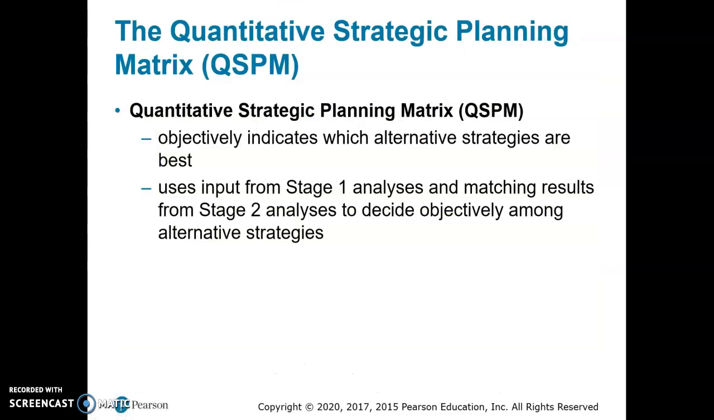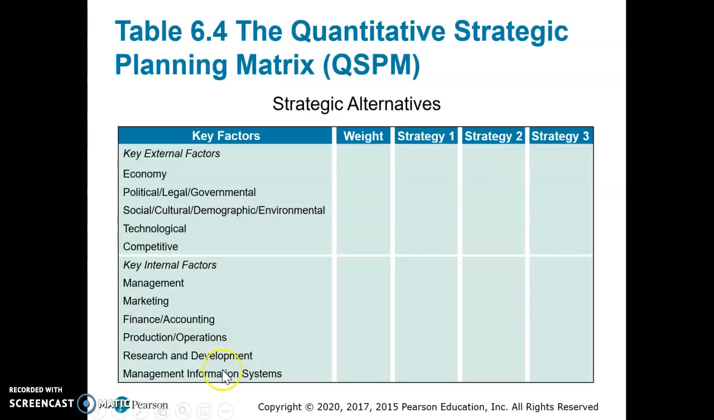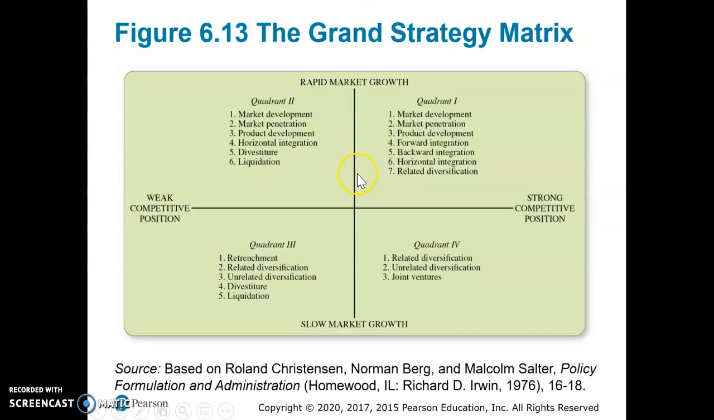The last strategy I'm going to talk about is the Quantitative Strategic Planning Matrix, or the QSPM. And this one just helps you to objectively indicate which alternative strategies are best. I like this one because it uses numbers, and it actually allows you to assign basically a score. All right, so let's look at this. So we look at our key factors. We have key external factors and our key internal factors. We give them all a weight, all right? And I'll show you an example in a minute.